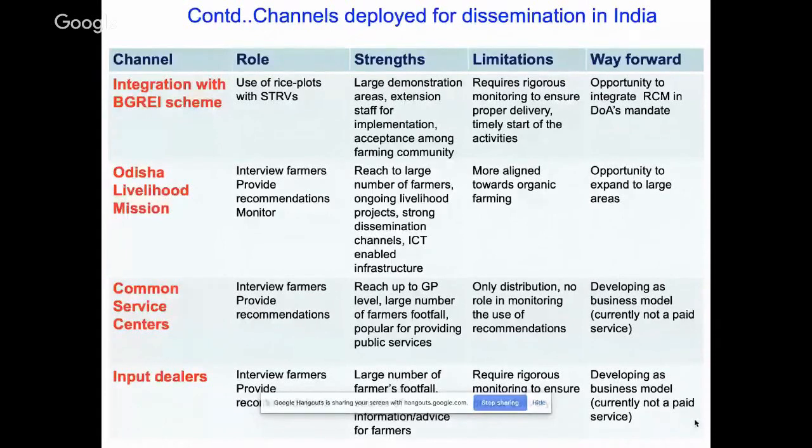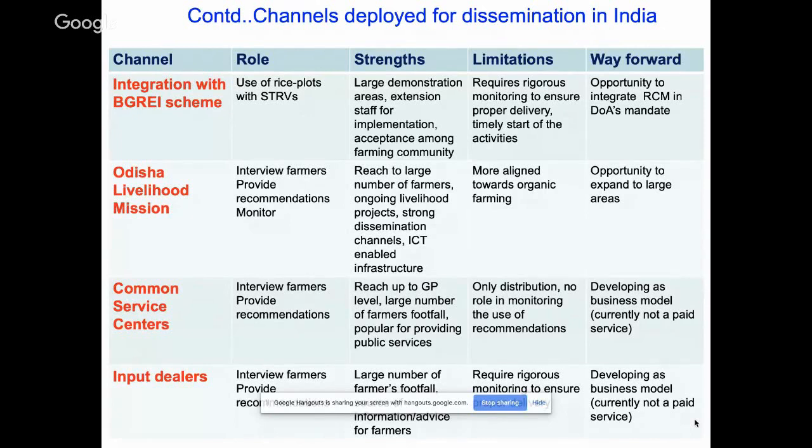So the common service centers, these are the digital centers, and they work on business models. So it is also one way where sustainability can be there. Now, these business models, currently we are providing them training and engaging them, but in the long run, we feel that if these develop, this can be a good business model to sustain and take these tools to the farmers.